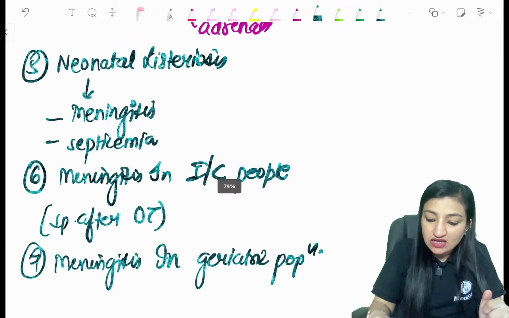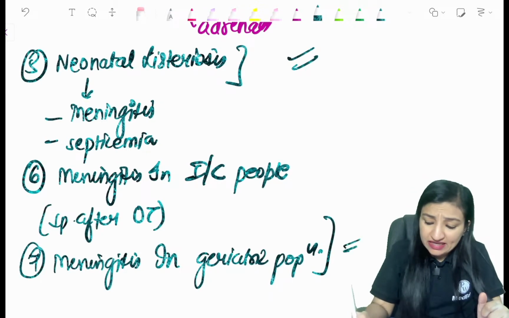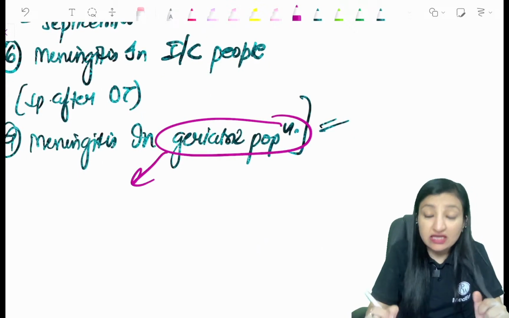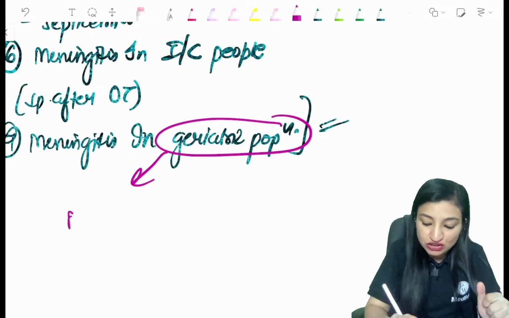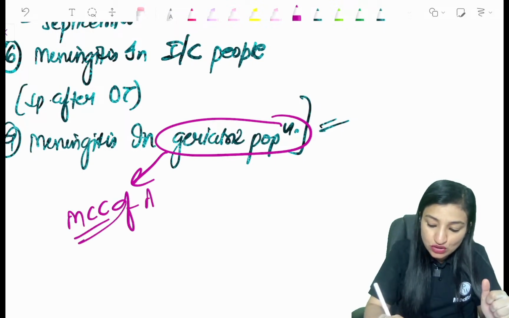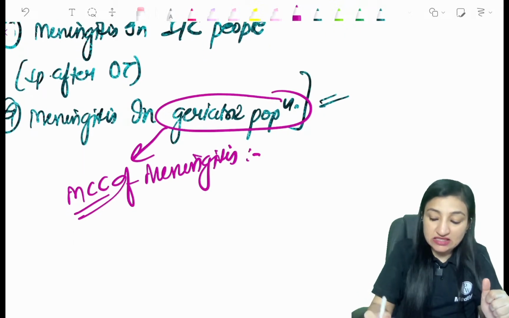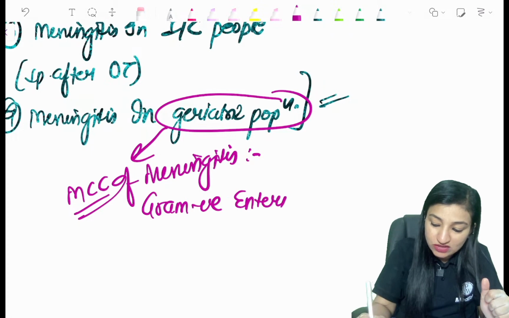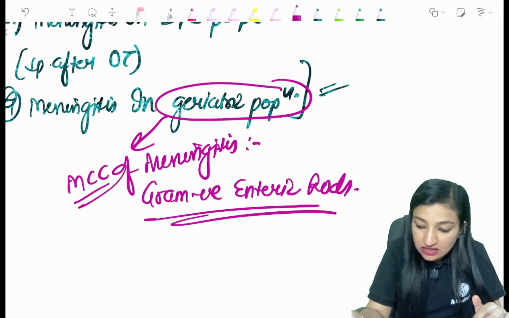So हमने क्या देखा, एक्सट्रीम्स ऑफ एज में करता है मेनिंजाइटिस, न्यूनेट्स में और गेरियाट्रिक पॉपुलेशन में. लेकिन प्लीज रिमेंबर, अगर गेरियाट्रिक पॉपुलेशन की बात करें, इन दिस कैटेगरी ऑफ इंडिविजुअल्स, द मोस्ट कॉमन कॉज ऑफ मेनिंजाइटिस कौन होते हैं? द मोस्ट कॉमन कॉज ऑफ मेनिंजाइटिस आर ग्राम नेगेटिव एंटेरिक रॉड्स. ठीक है, ग्राम नेगेटिव एंटेरिक रॉड्स.